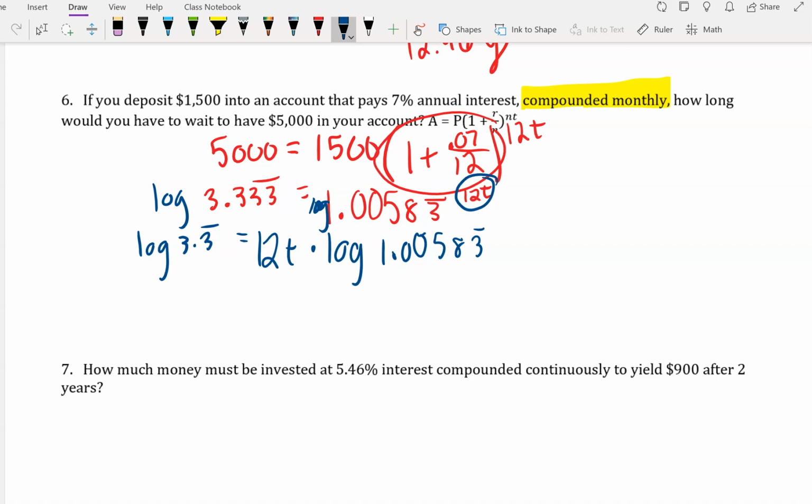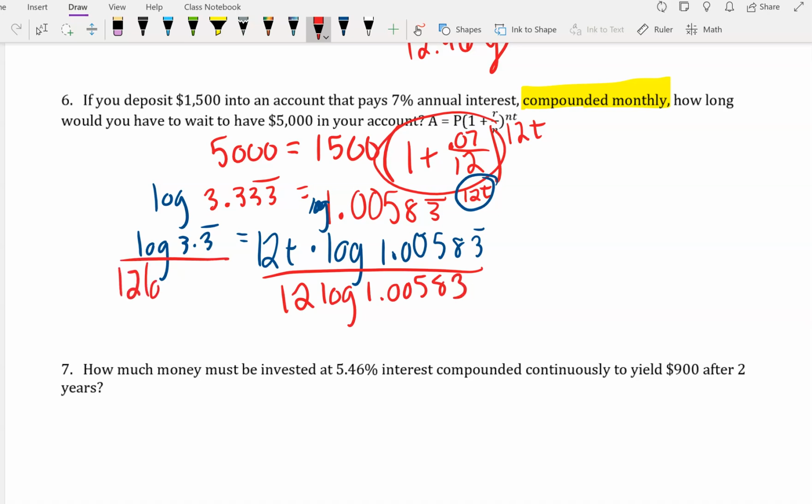All right, and then the final thing to solve for t is I need to get rid of the 12 and the log of 1.00583. So I divide both sides by 12 log 1.00583.